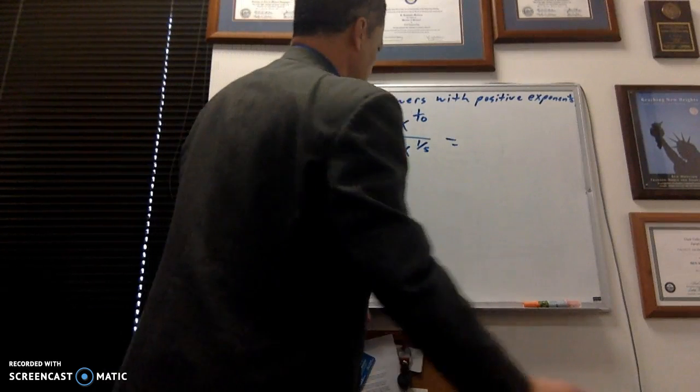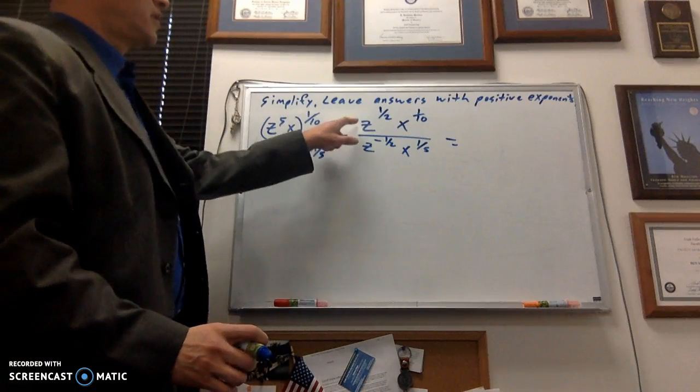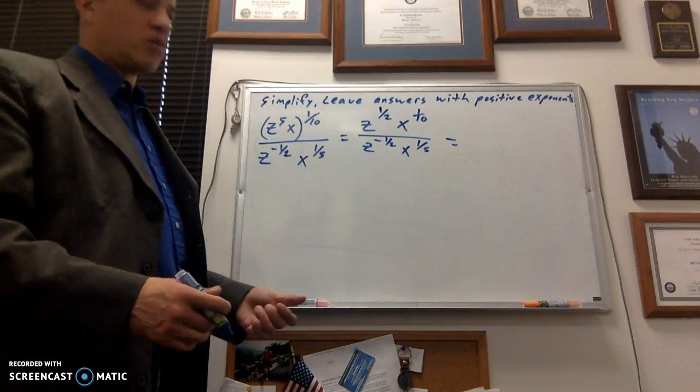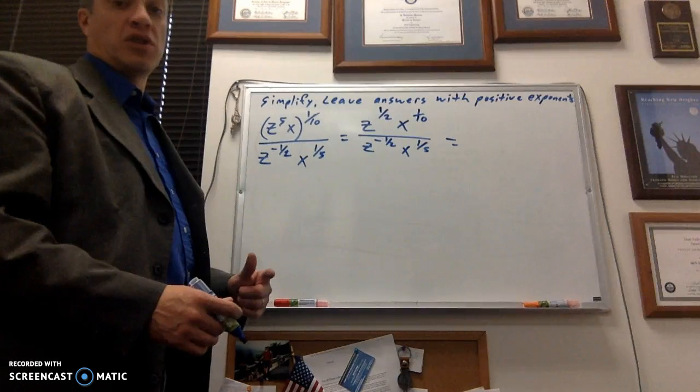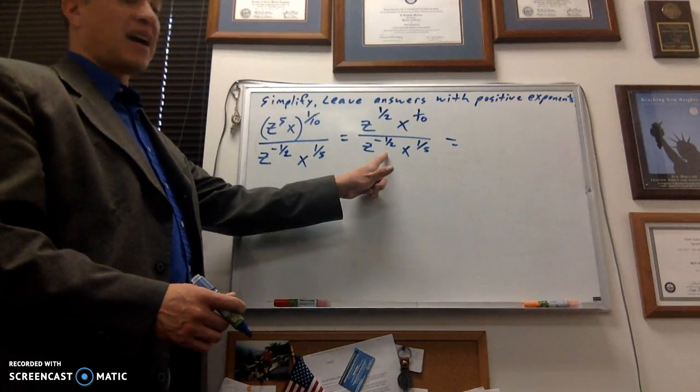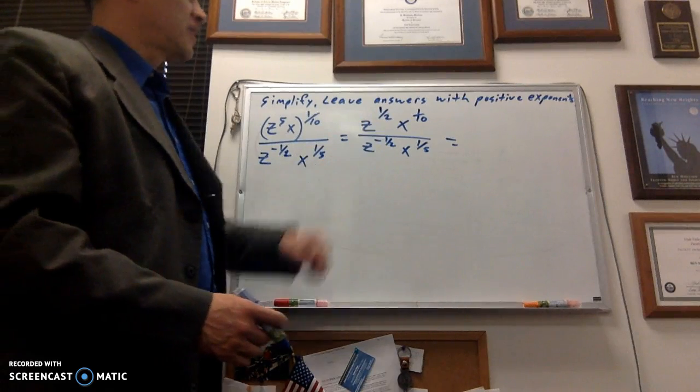There. Now, if you're thinking that these z's are just going to drop out because of the 1/2s, they won't. They would if they were both to the positive 1/2. That's not what's happening here.